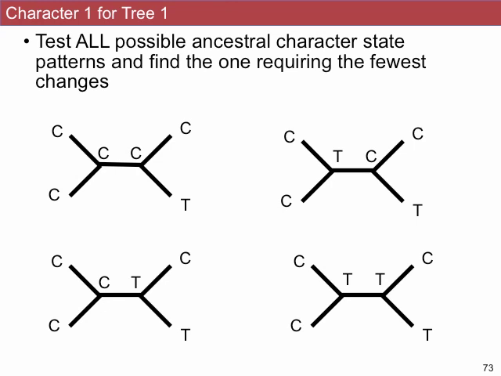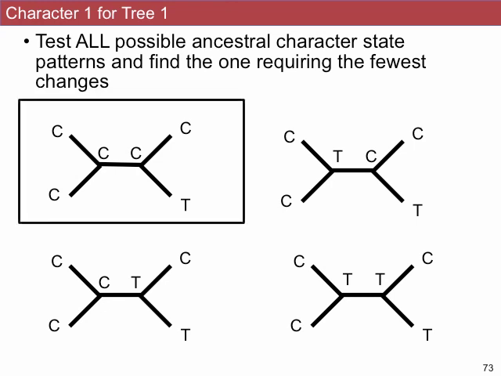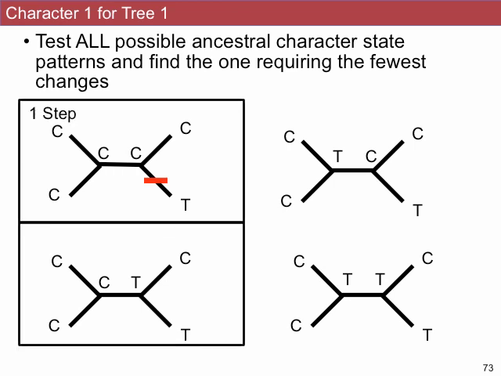So we have 2 character states, C and T, that are represented at the tips here. The parsimony method tells us that we're not going to hypothesize any of the ancestral states are A and G, because that's going to create way too many changes. We're going to hypothesize that this node here and this node here are constrained and have to be either C or T. With 2 nodes and 2 character states, there are 4 possible patterns for those nodes to take.